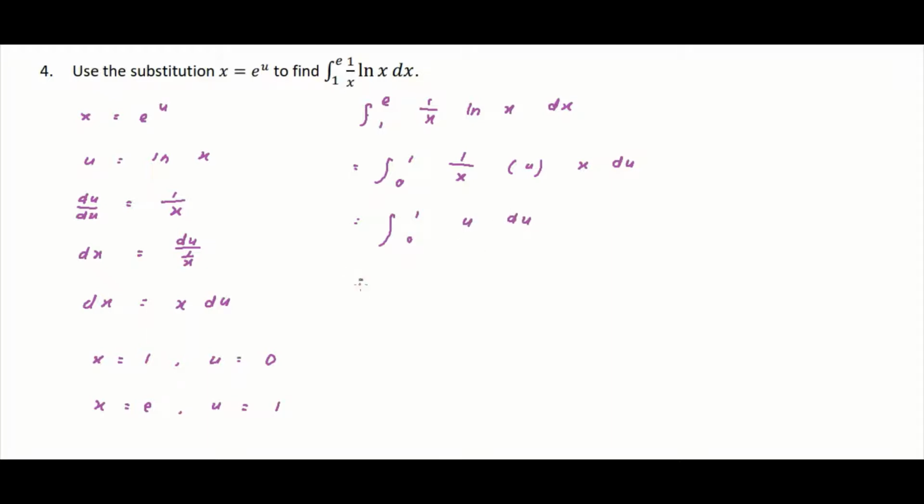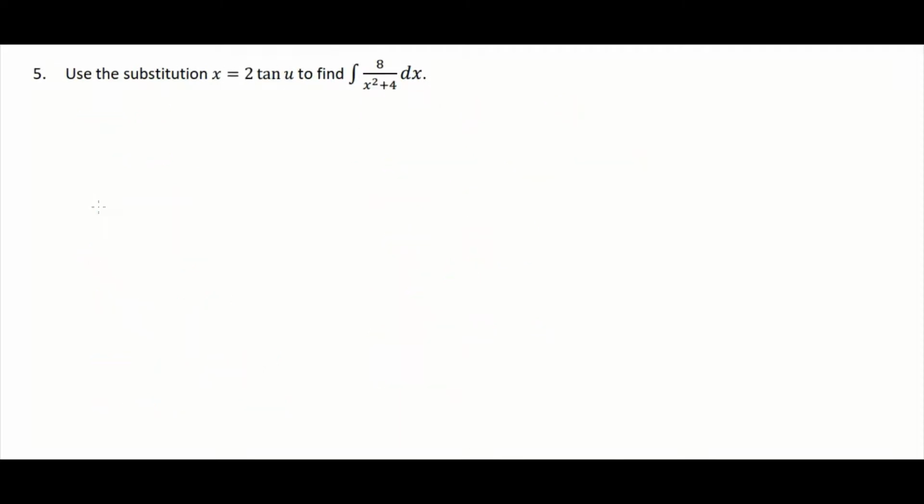Okay, so you can see from this equation, it becomes something much simpler already. Now I can try to do the integration. So u squared divided by 2, then I substitute 0 and 1. Which I get 1 over 2 minus 0. So my answer is 1 over 2. Alright, as simple as that. Okay, so let's move on to the next question. Okay, number 5.